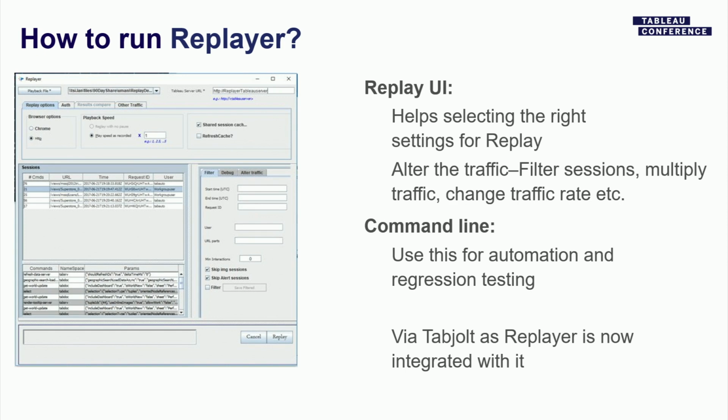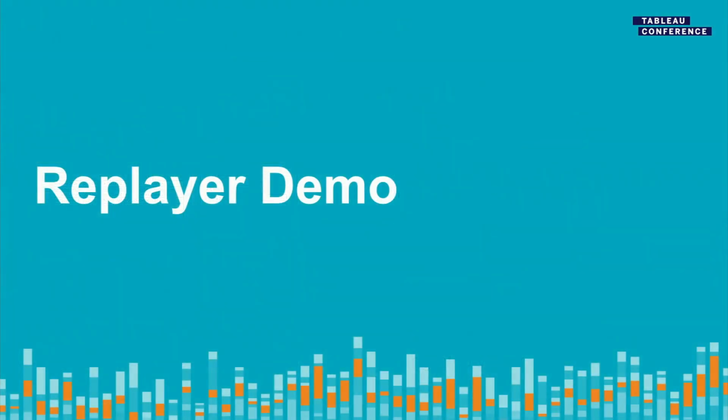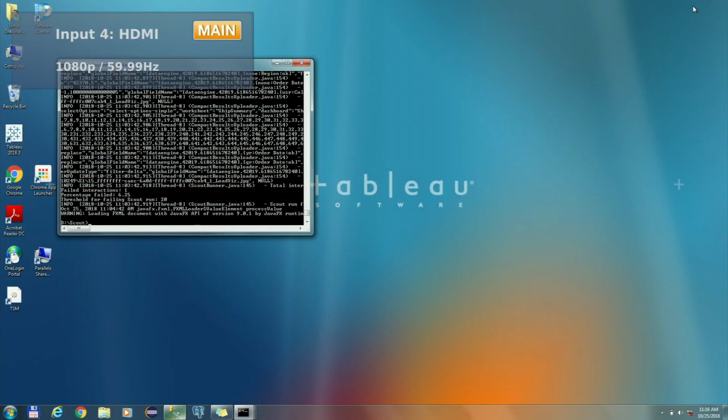for running multiple iterations. This year we have integrated Replayer with TabJolt. For those who are familiar with TabJolt, it's a performance tool that Tableau released maybe 3-4 years ago. That's very popular. That does its own performance recording from Tableau Server. By combining these two, you can get more information for debugging and for analyzing your results. With that, let me share a demo of how the replay tool works.